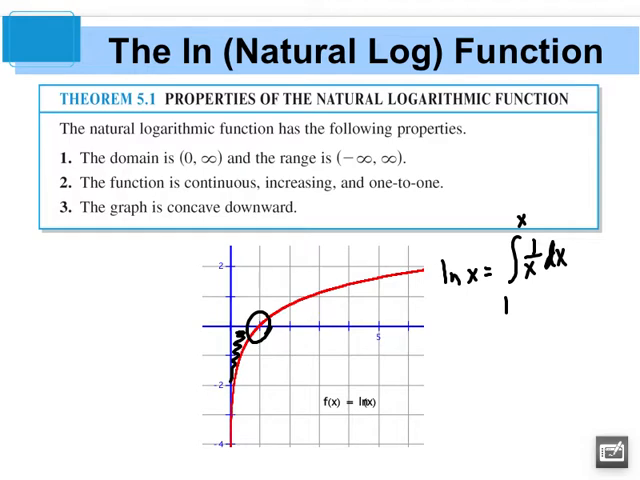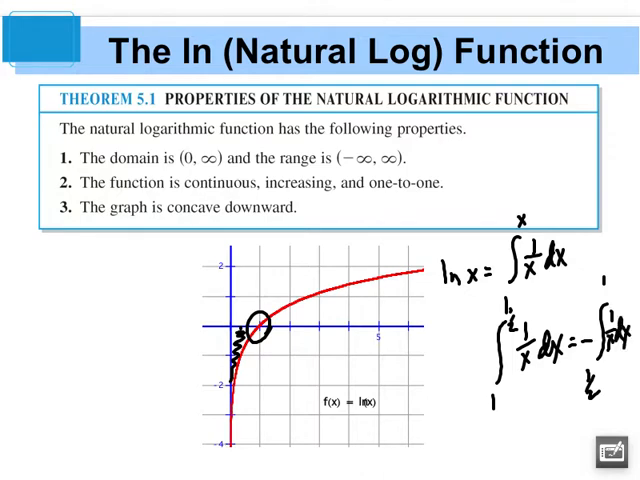Let's say, for instance, at 0.5. From 1 to 0, you go back. We would have the integral from 1 to 1/2 of 1 over x dx. And when the upper limit of integration is smaller, you flip them and put a minus sign in front. So this would be the same thing as the opposite of the integral from 1/2 to 1 of 1 over x dx.